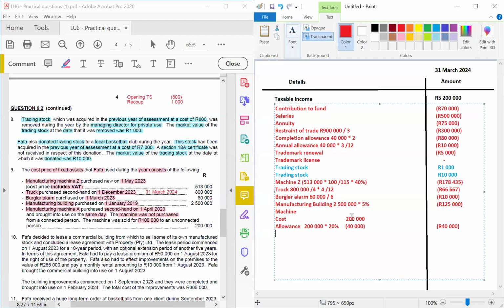Now, when I take this cost less allowances, I will have my tax value, which is 160,000. Why 160,000? It is the cost less allowance. That being said, this machine was sold, the selling price to be precise, for 100,000.